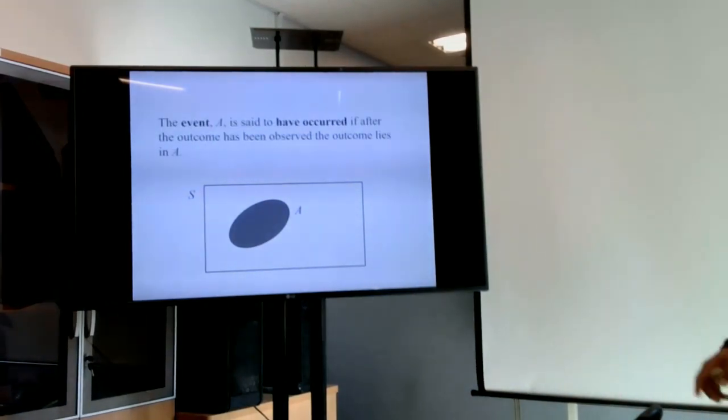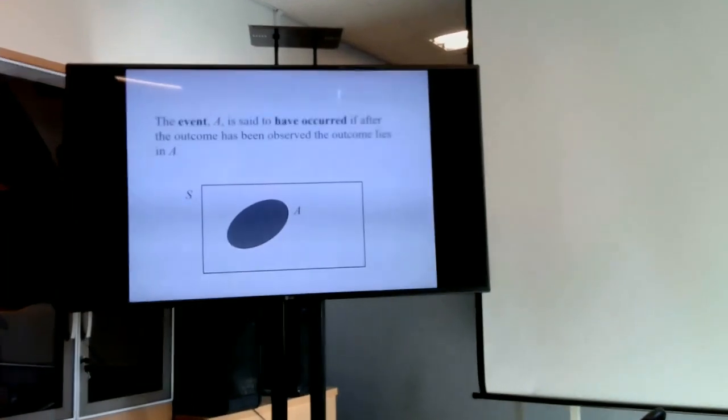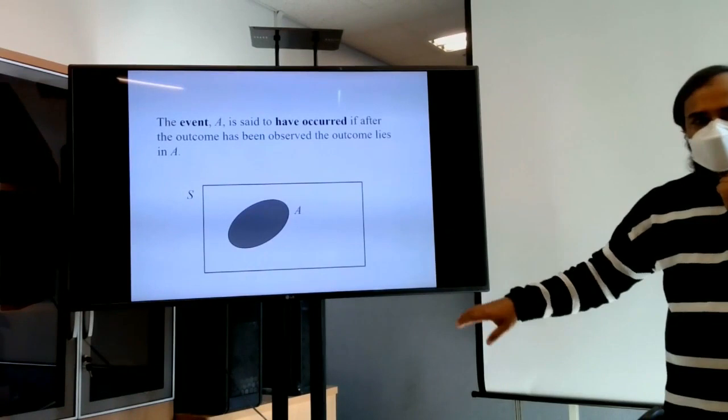So the event is said to have occurred if, after the outcome has been observed, the outcome lies in A. Meaning if it occurred and is detected, it can be observed and the outcome lies in A. Okay.